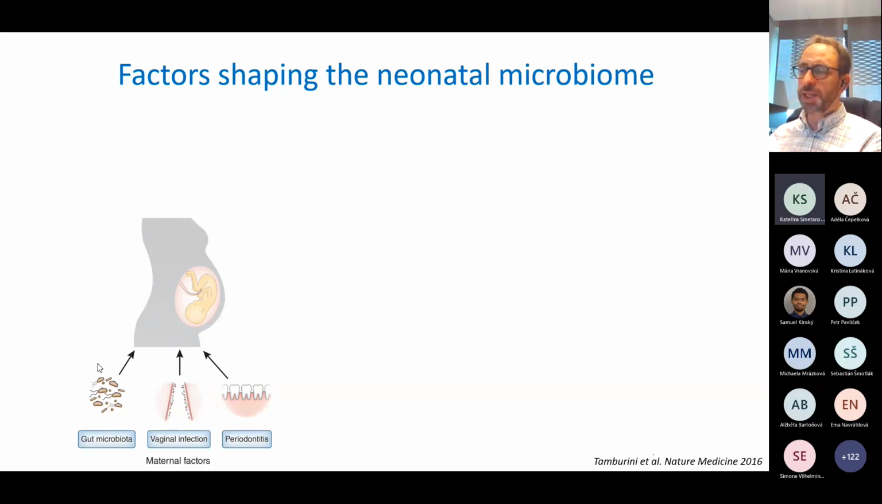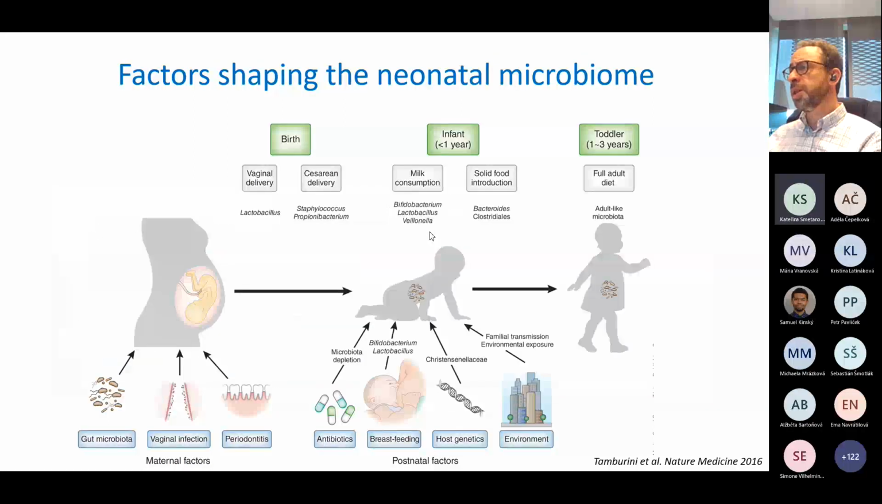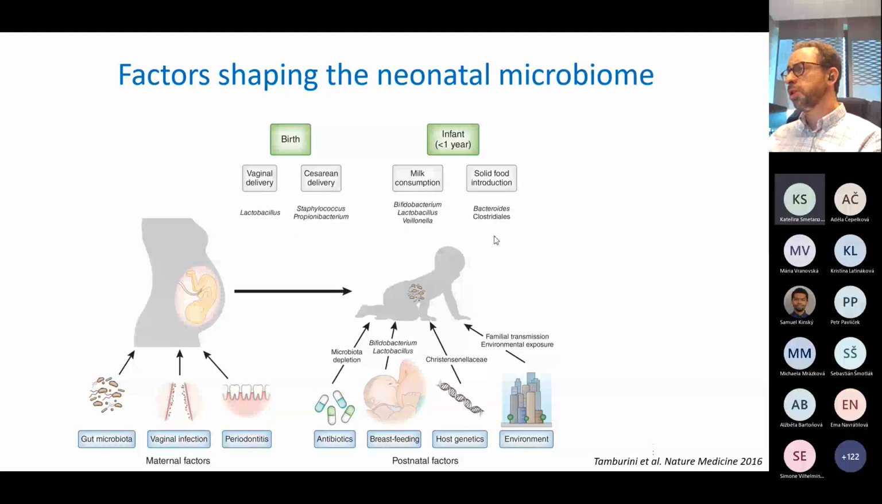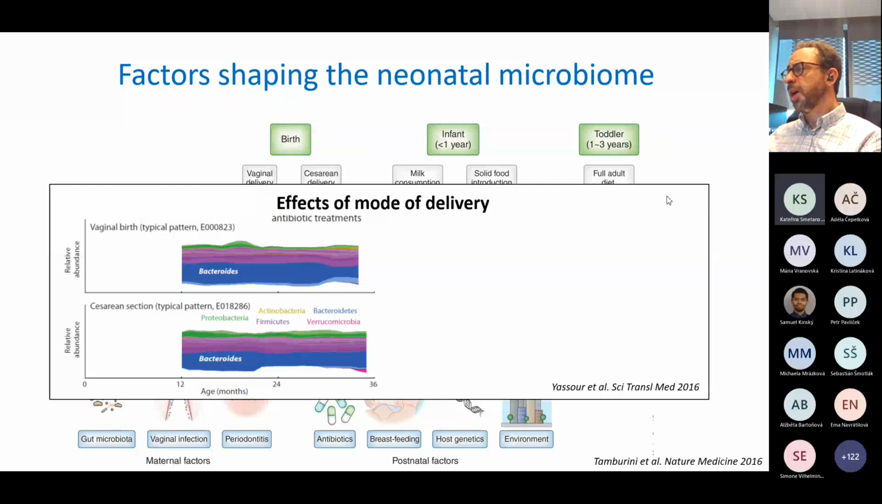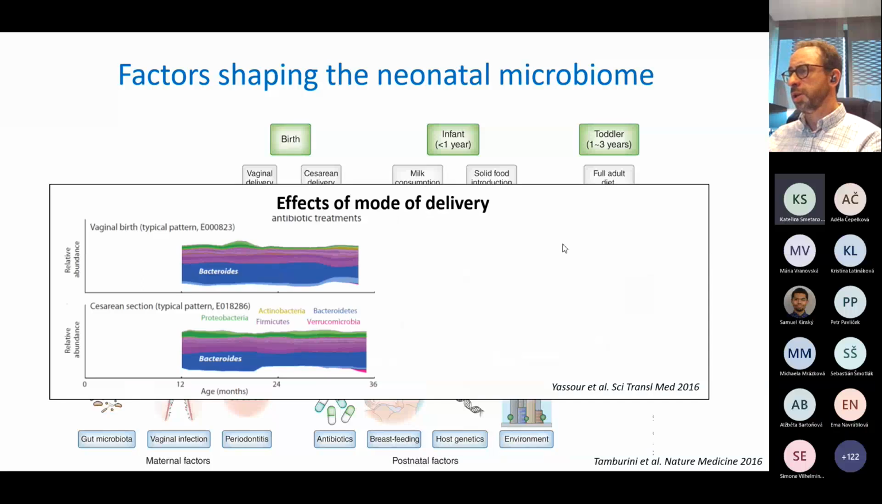What is interesting is that even before birth, there is some impact of the maternal microbiome on the babies because molecules produced by the maternal microbiome can go through the blood and reach the baby and have an effect during gestation. Then, of course, there is birth, and I mentioned vaginal versus cesarean delivery. And then there is the milk consumption, solid food introduction, and this is all the factors I mentioned. And then there is basically the adult microbiome that is set up roughly between 3 and 5 years old, at least according to the last studies.